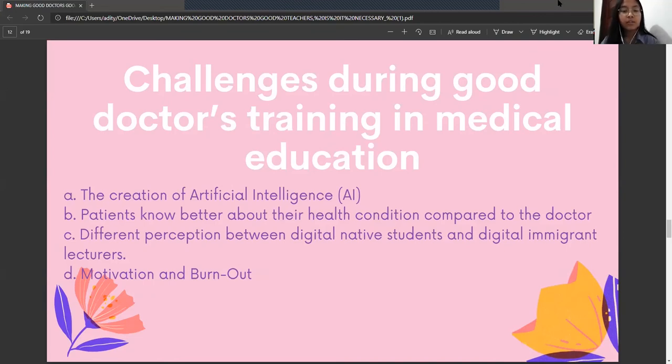The first one is the creation of artificial intelligence. Basically, the doctor holds on to three main tasks, such as diagnosis, treatment, and prognosis. However, those tasks have been able and are being developed for AI to do.